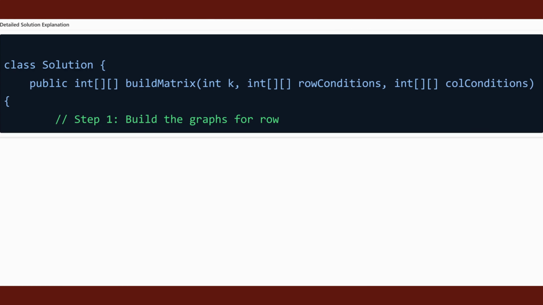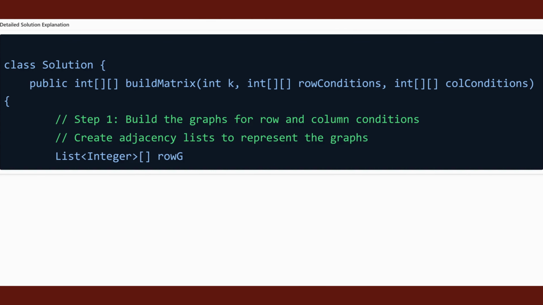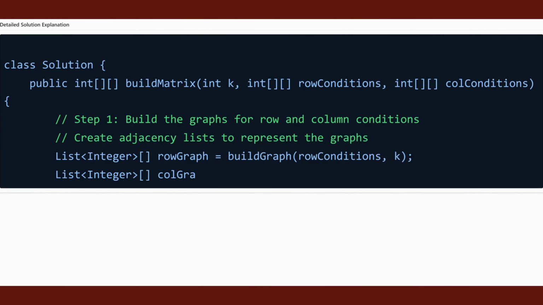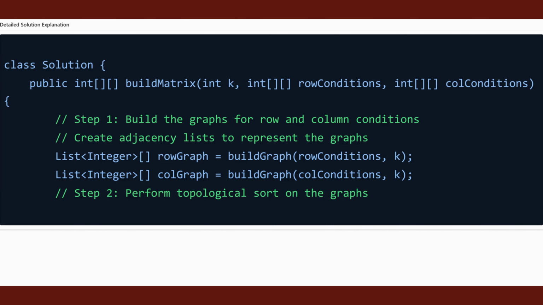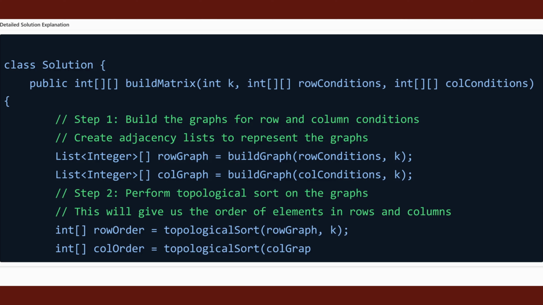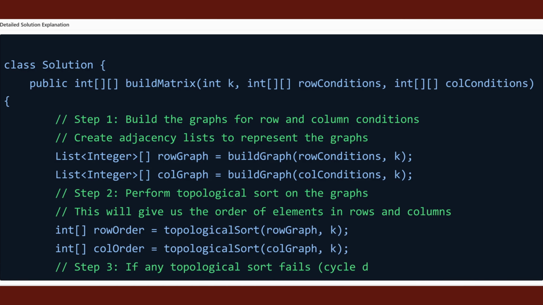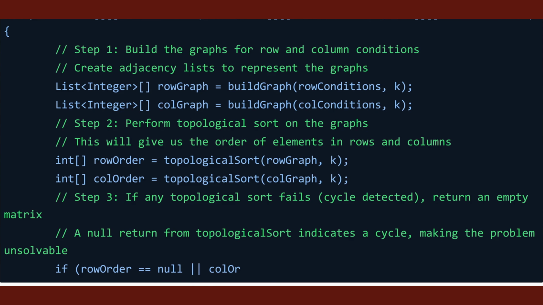Imagine you're a city planner tasked with arranging buildings in a grid-like city, but with specific rules about which buildings should be above, below, to the left, or to the right of others. This is essentially what our code is doing, but with numbers instead of buildings. We're given a size k for our city or matrix, and two sets of rules. One for rows, above or below, and one for columns, left or right. Our job is to place the numbers 1 to k in a k by k grid, following all these rules.